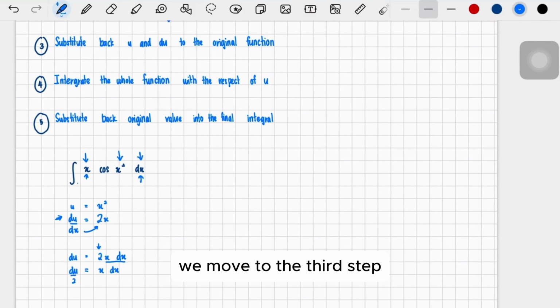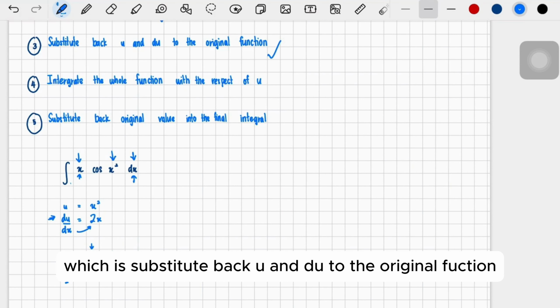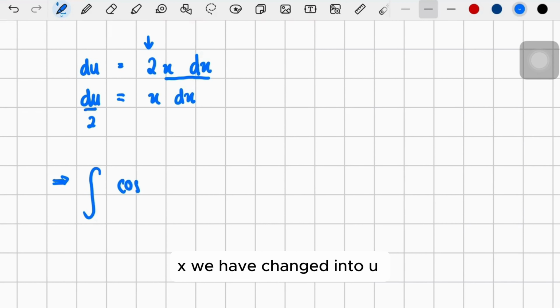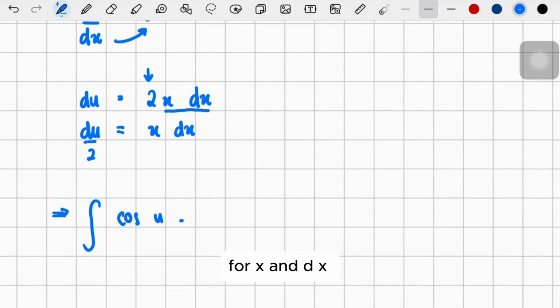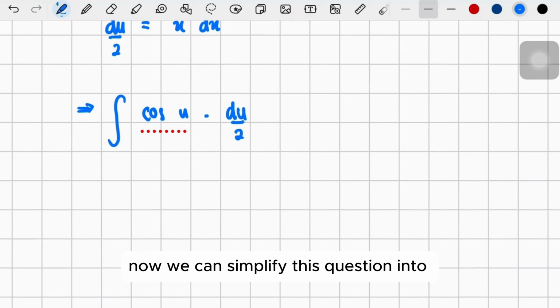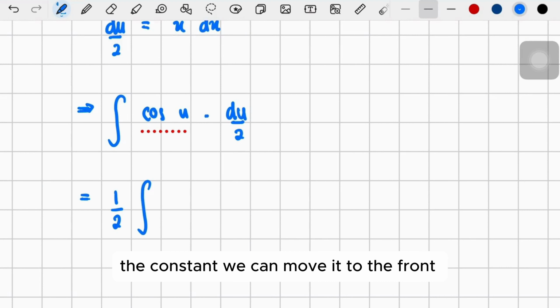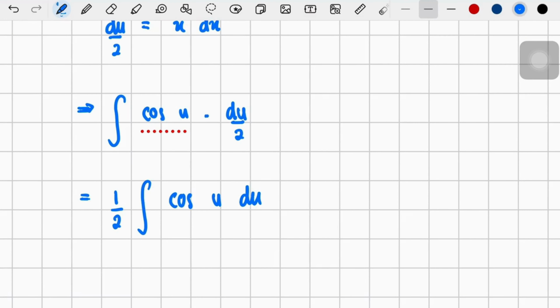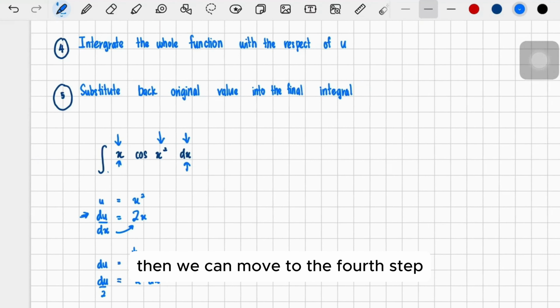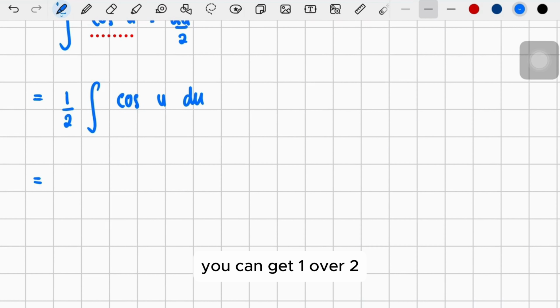We move to the third step, which is to substitute u and du back into the original function. When we substitute, we have changed x squared into u, and x dx we can replace with du over 2. Now we can simplify this equation: the constant we can move to the front, giving 1 over 2 integral of cos u du. Get the idea? Then we move to the fourth step, which is to integrate the whole function with respect to u. We can integrate the whole function and we get 1 over 2.